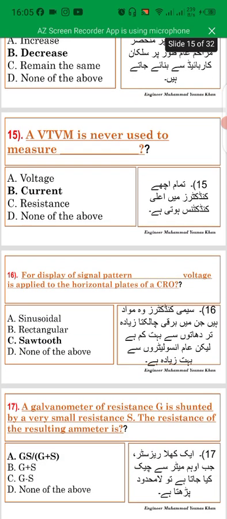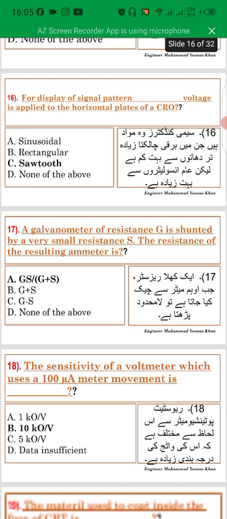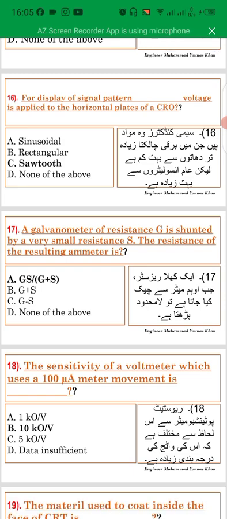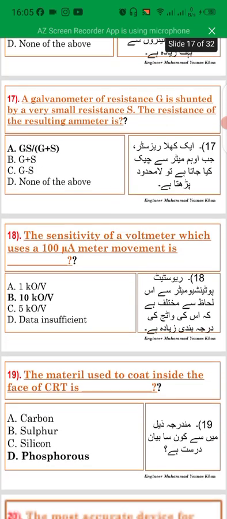A VTVM is never used to measure current. For display of signal pattern, sawtooth voltage is applied to the horizontal plates of a CRO. A galvanometer of resistance G is shunted by a very small resistance S. The resistance of the resulting ammeter is GS divided by (G plus S).